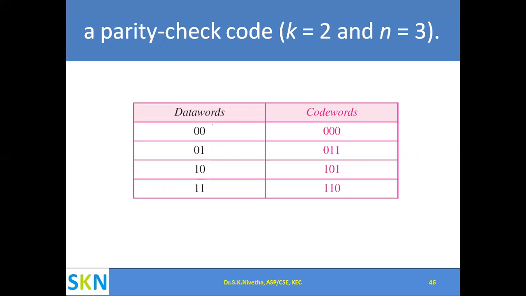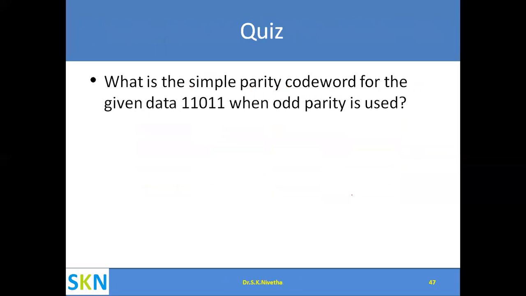Now if this is the data word, and we use even parity, an even number of ones must be there. So no ones are here, so it is even, and I'm simply adding 0. When I choose the next data word, I must have an even number of ones. Only one is there, so to make it even, I'm adding an extra 1. And here also only one is there, so I'm adding an extra 1. And here already 2 ones are there. It is already even, so I'm adding 0 with that. So this is how simple parity will work.